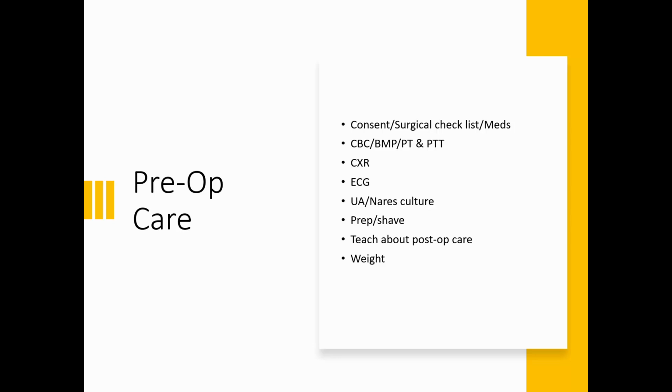We also like to get a UA to rule out any type of infection, and we do nares cultures. Typically what we check for with nares cultures is MRSA is what we're looking for. And the reason we're looking for that is that's going to alter their care a little bit. We're going to need to take care of that MRSA infection along with anything else they have going on.